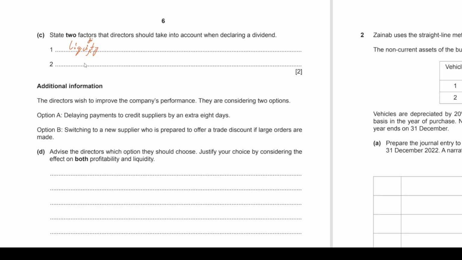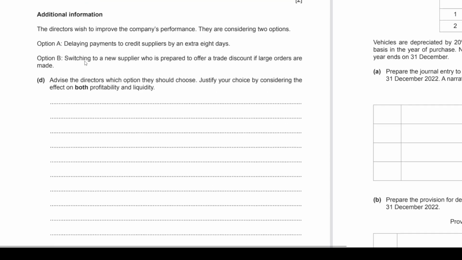Secondly, they can look at the distributable reserves. As you should be aware, revenue reserves are the distributable reserves, or maybe they should just look at the retained earnings or profit. Any of these should work. So if you write down if they've made enough profit during the year, if they have enough retained earnings, if they have enough distributable reserves, that's also fine.